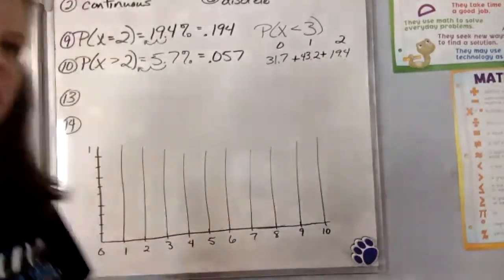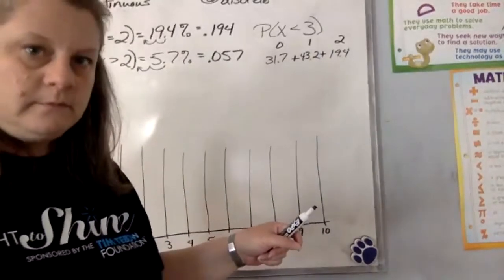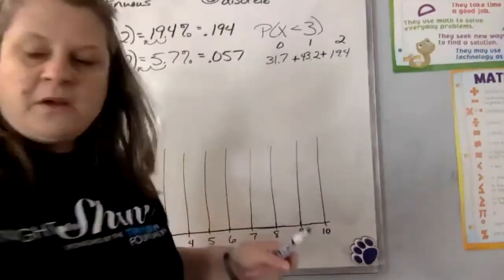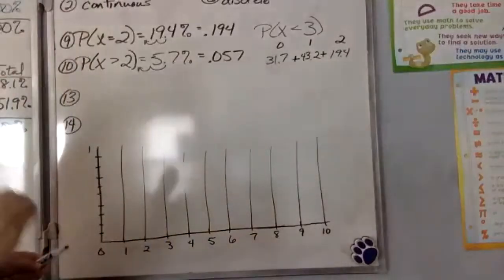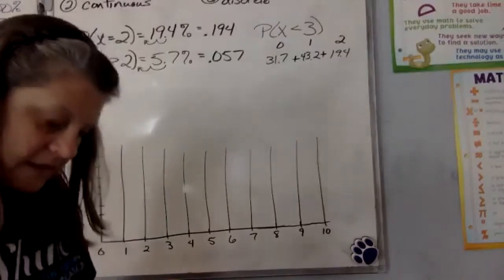Everybody kind of get that concept? Yes, no? So that is the discrete probability distribution. That's the discrete.